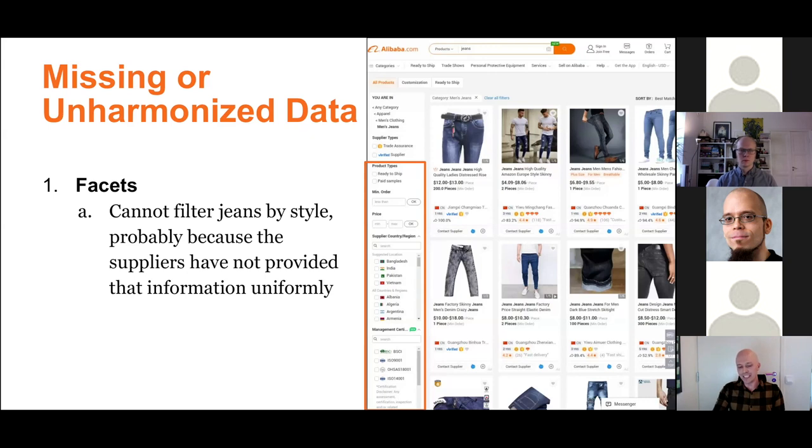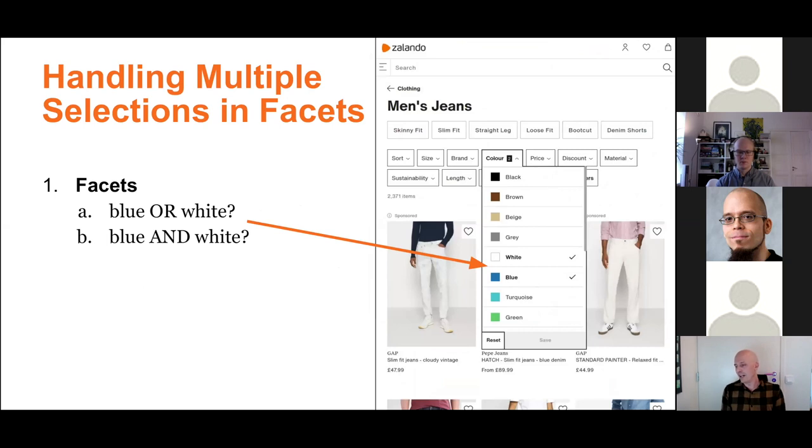Maybe the biggest challenge is that we don't have enough data or enough detailed data, or the data is unharmonized. For example, on the Alibaba platform, we cannot filter the search for jeans, for example, by style, probably because the huge number of different suppliers have not provided that information uniformly. Then, how do we handle multiple selections in one facet? If I select blue and white here, what do I mean? Is it blue or white, or do I want jeans that are blue and white? This always creates some confusion.